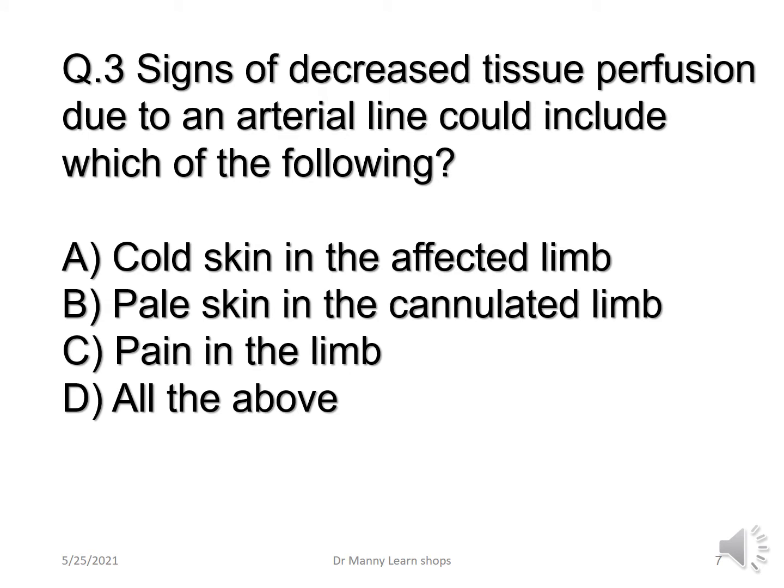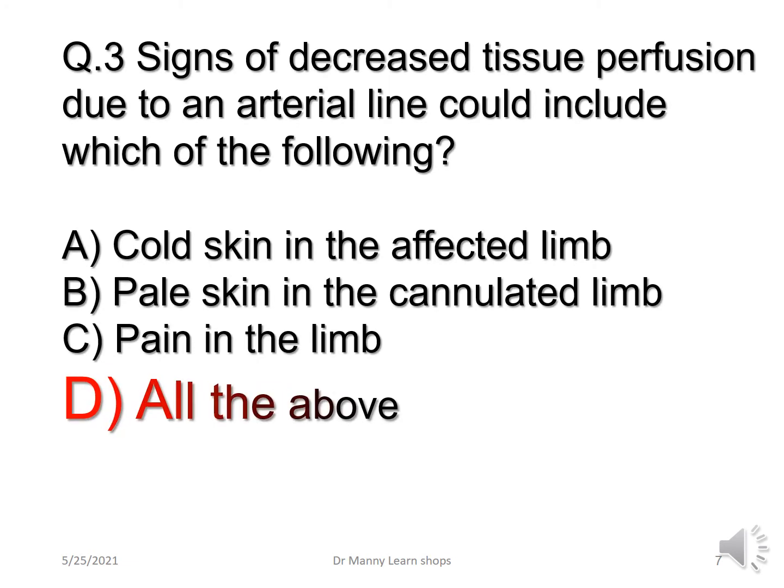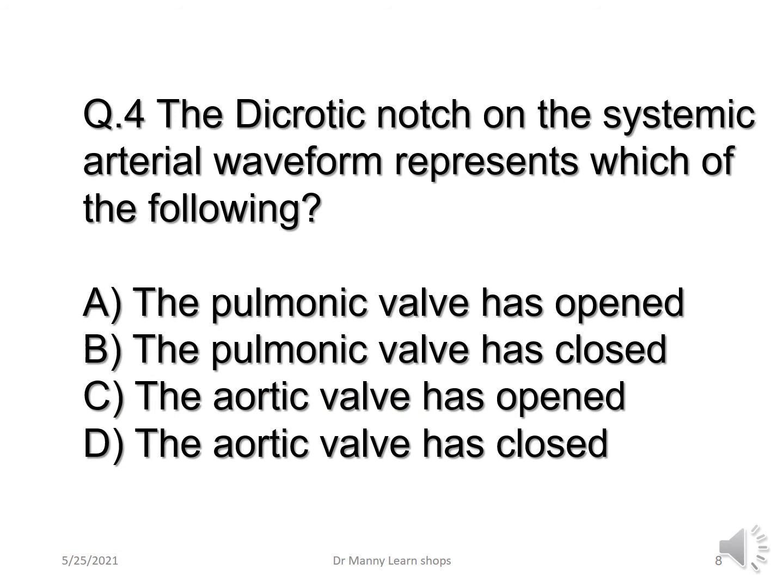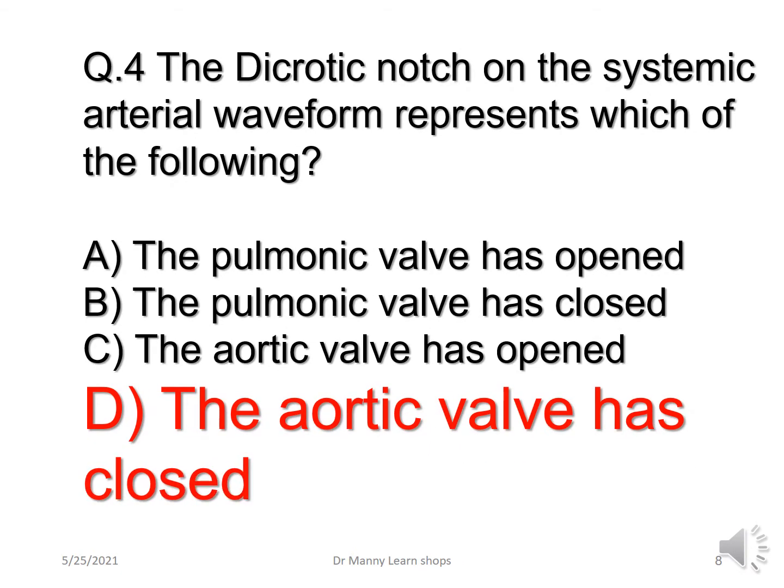What are some of the signs of decreased tissue perfusion during the arterial line? And they could include which of these following: A, cold skin to the affected limb; B, pale skin in the cannulated limb; C, pain in the limb; or is it all of the above? The correct answer is it's all of the above. What about this one? The Dicrotic Notch on the systemic arterial waveform represents which of the following: that the pulmonic valve is opened, the pulmonic valve is closed, the aortic valve is opened, or has the aortic valve closed? Which of the following is correct? The correct answer is D. The aortic valve is closed.